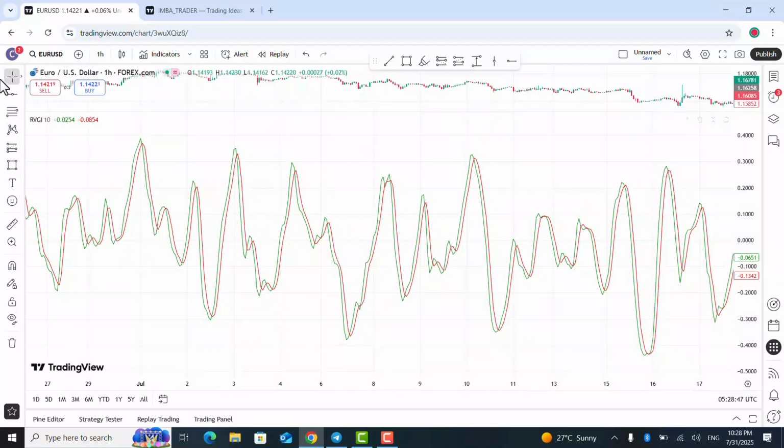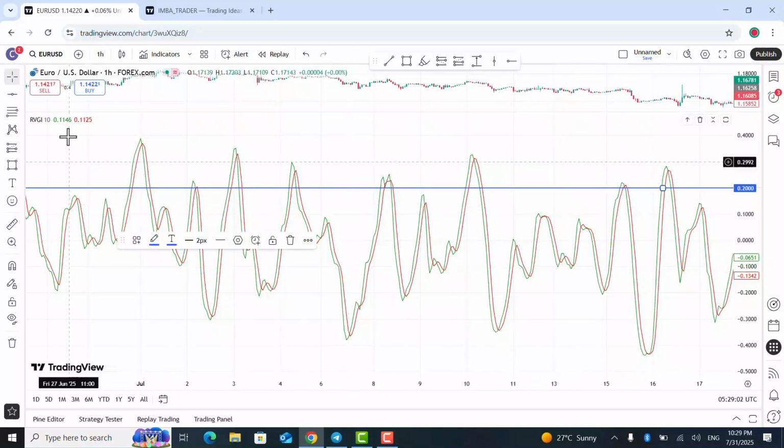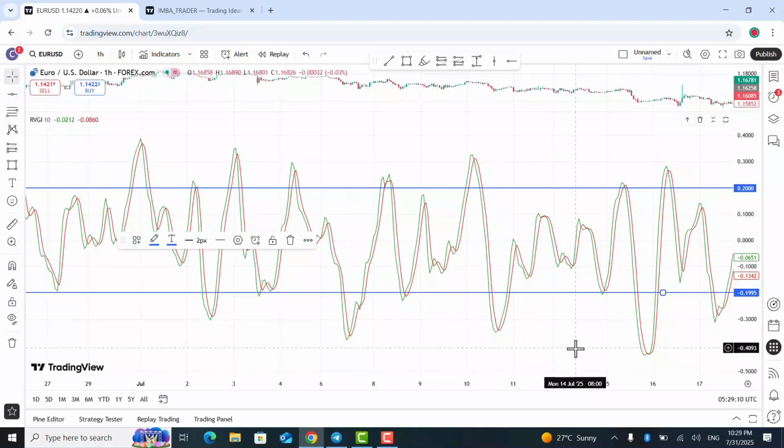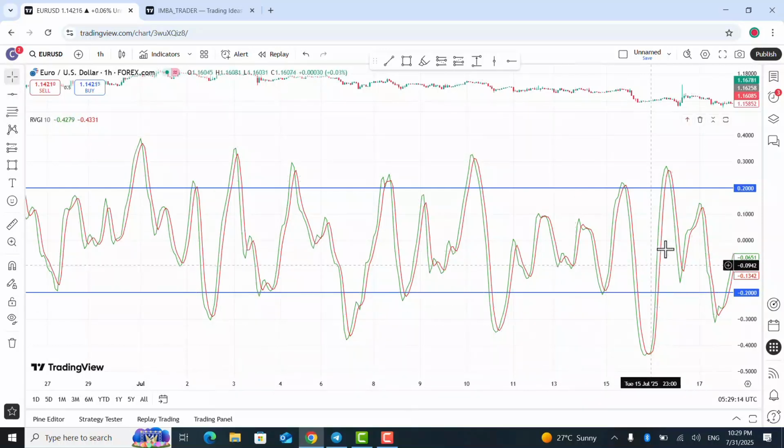Alright, now that we have introduced the RVI indicator, let's talk about how to actually use it in trading. First thing we need to do, add two horizontal lines to the RVI indicator, one at 0.2 and another at minus 0.2. These levels are important. When the RVI lines enter these zones, it shows us the market might be in an extreme condition. If it crosses above 0.2, that could mean the market is in the overbought area, and if it drops below minus 0.2, we might be in the oversold zone.